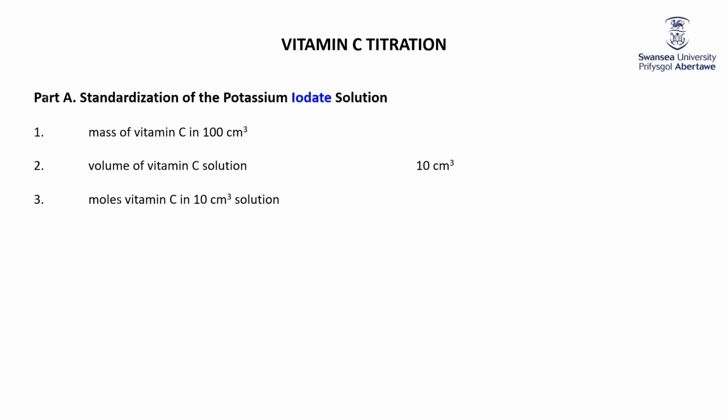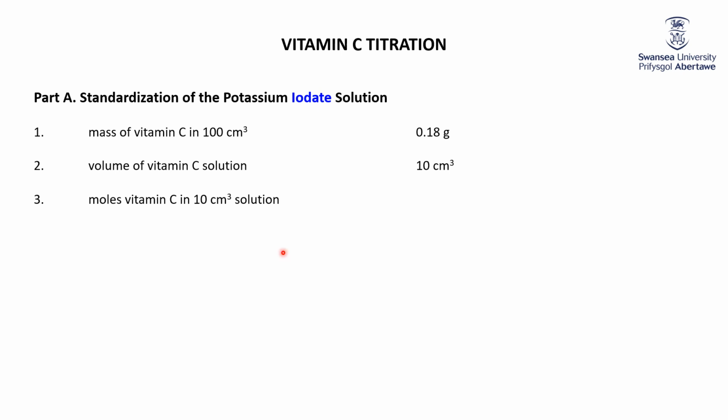Good afternoon. Let's work quickly through the calculations for the vitamin C titration associated with the chemical analysis that you did a while ago. If you remember, you first took some vitamin C, weighed it out, and dissolved it up in 100 cubic centimeters. So I took 0.18 grams and dissolved it up.